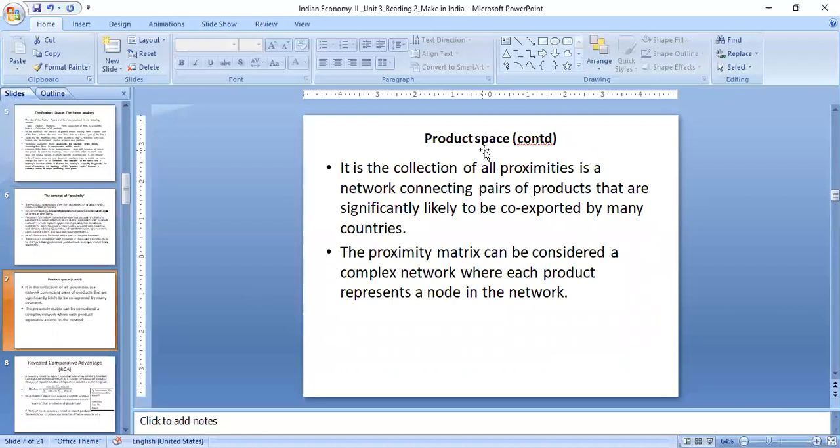So how do we define product space? It is a collection of all proximities. It is a network connecting pairs of products that are likely to be co-exported by countries. Each product here represents a node in the network.